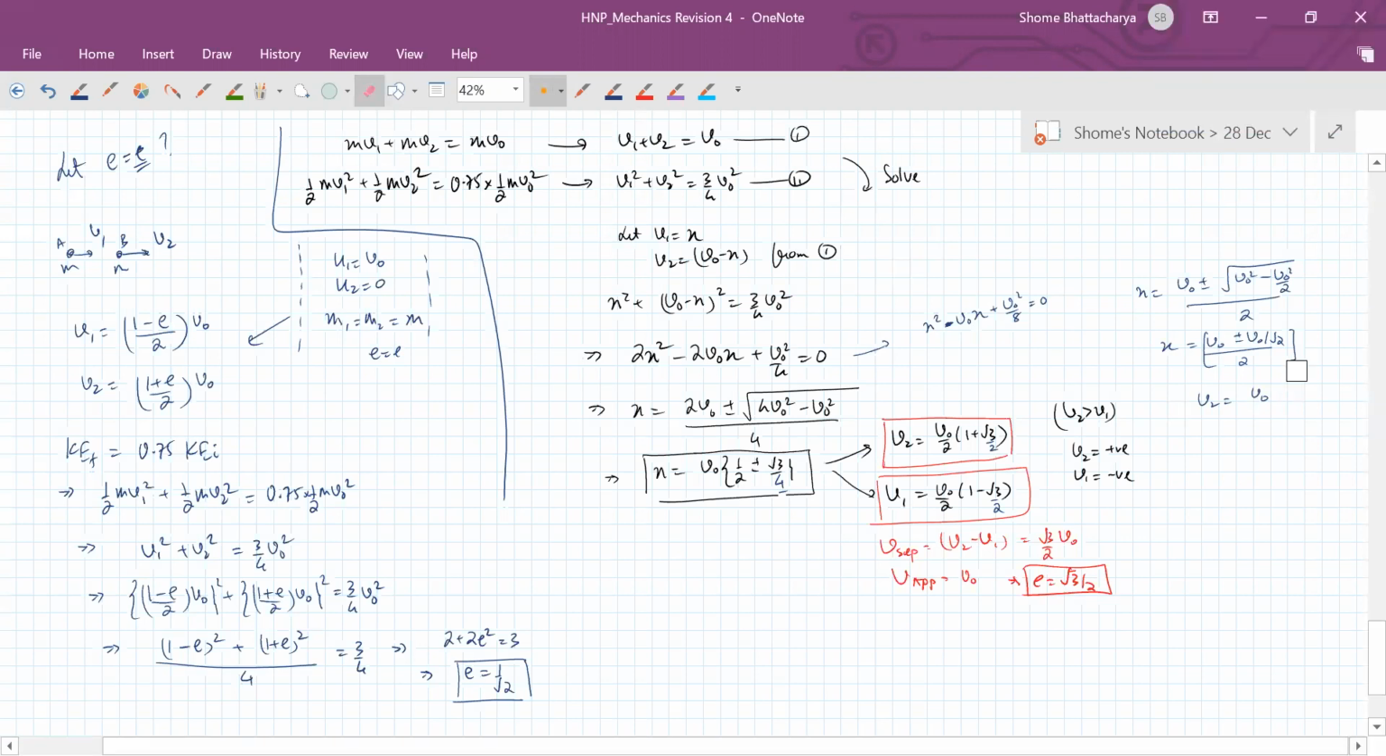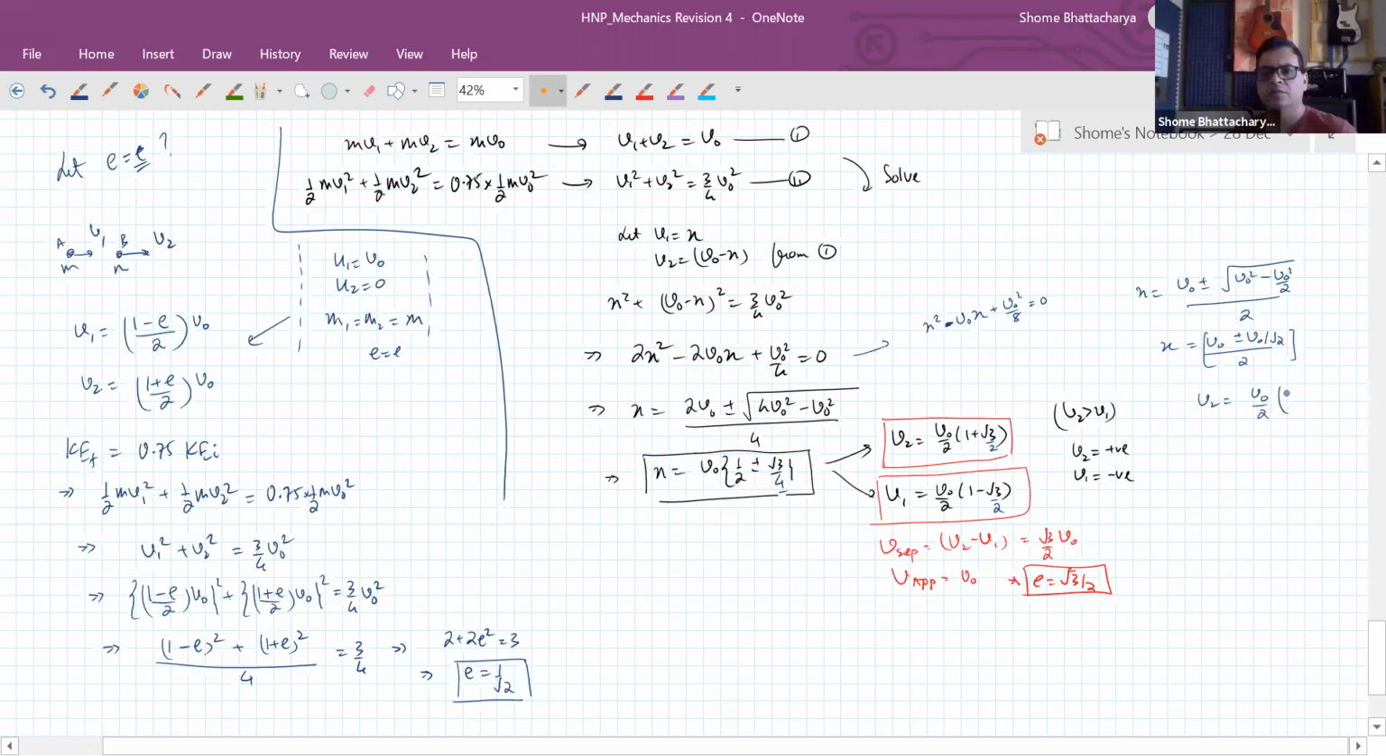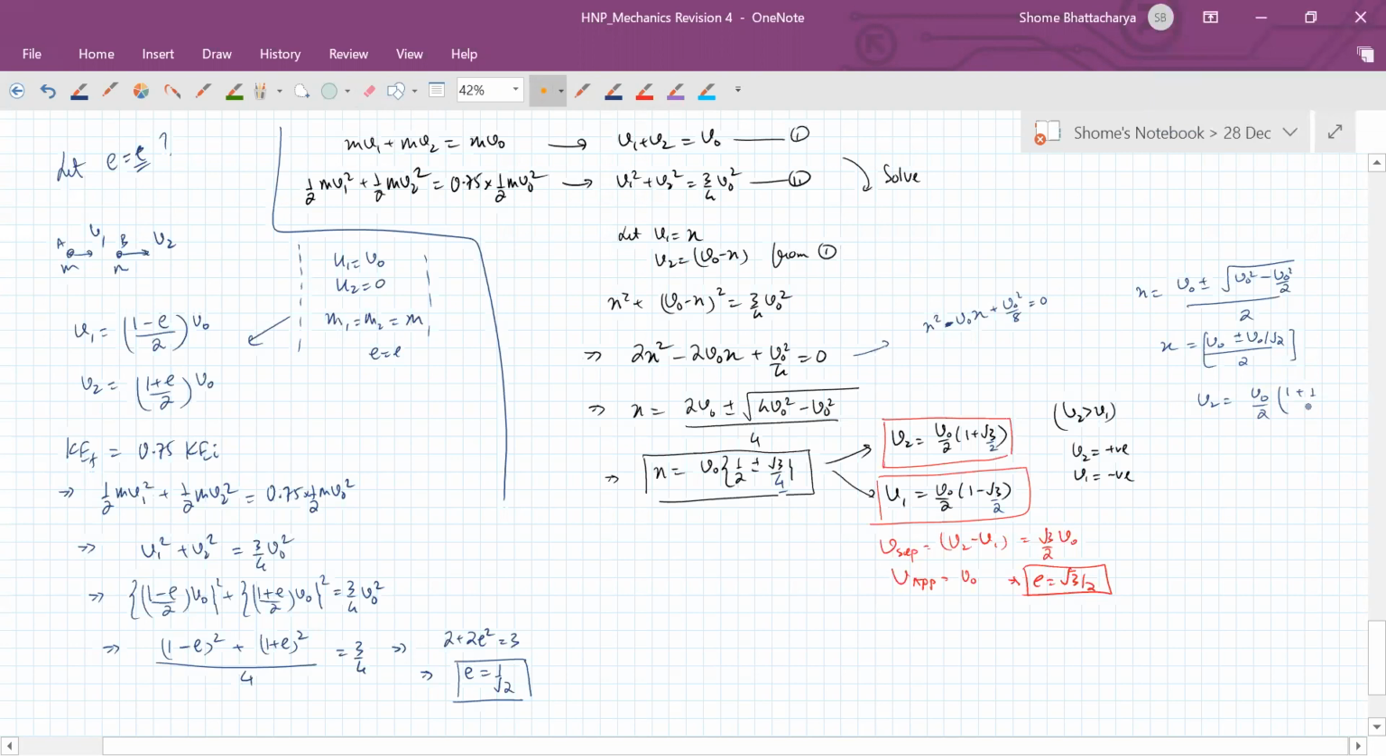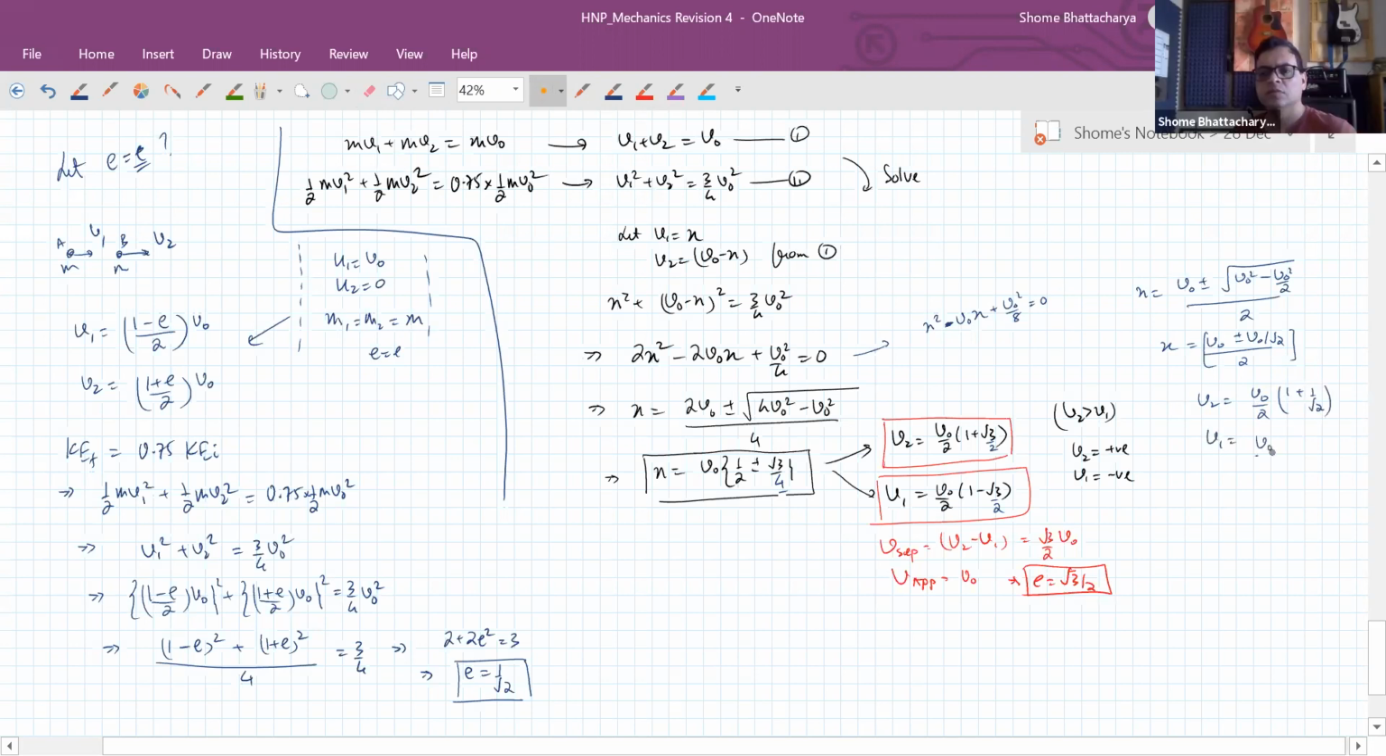Sir, in that under root, the solution for x, it should be 4 V naught square minus 2 V naught square, no? Right, 4, right. That is the mistake. Yeah. So these are the values now, V1 and V2. So this should have been 2. That was the mistake.